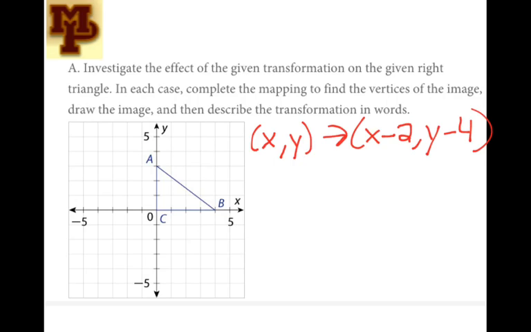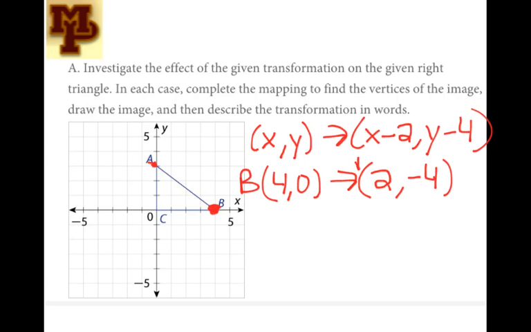We take each of these points. We have (4, 0). This is how we would work it. If we subtract 2 from 4, it becomes 2, and if we subtract 4 from 0, that gives negative 4, so (2, -4). This point is B, and this new point would become B prime. Then let's do point A. Right now A is (0, 3), and that's going to become A prime.